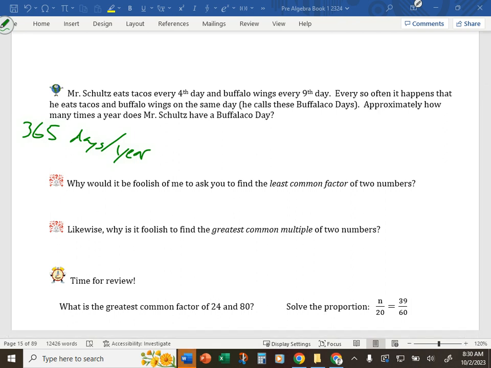And then, we talked about this before. Why would it be foolish to ask you to find the least common factor of two numbers? Likewise, find the greatest common multiple. I've kind of switched the words around in the two concepts here, and it's foolish to ask you to do it the other way. Why is that? And then, time for review at the bottom as well.